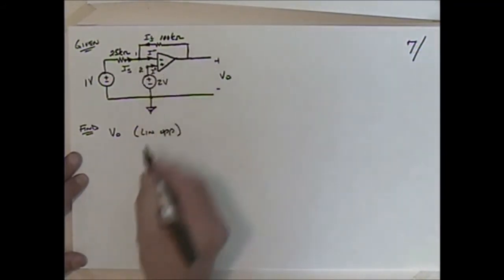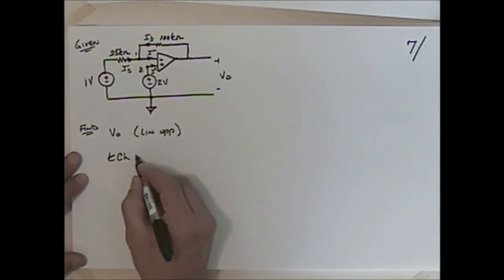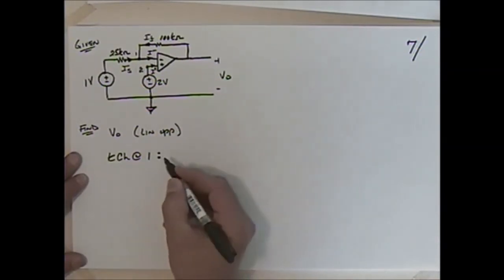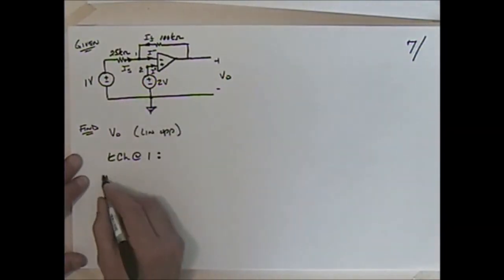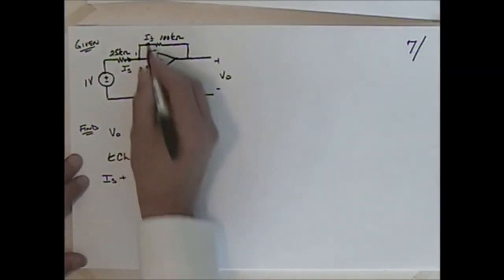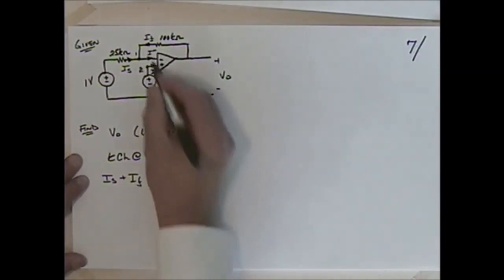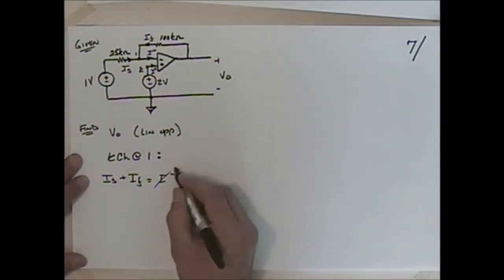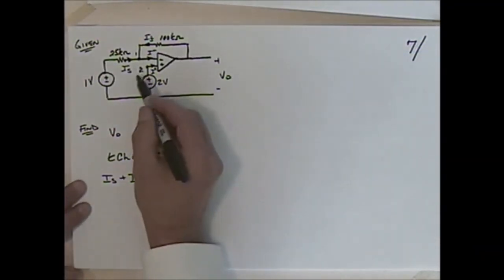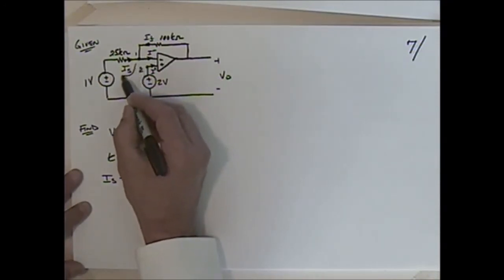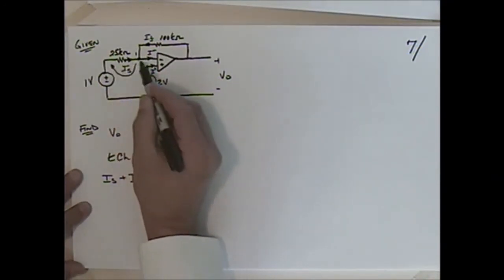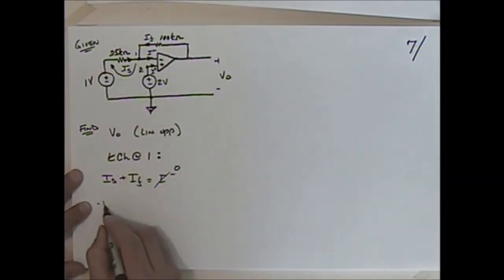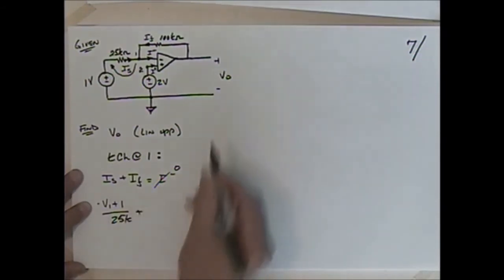So if I do Kirchhoff's current law at 1, again, like I said, you always do these the same way. We can say IS is going in plus IF is going in, and that is equal to I minus that's leaving. We recognize with linear operation this has to be equal to 0. So now if I talk about IS, I need to talk about that voltage, which is going to be minus V1 plus 1 divided by 25k, plus IF.